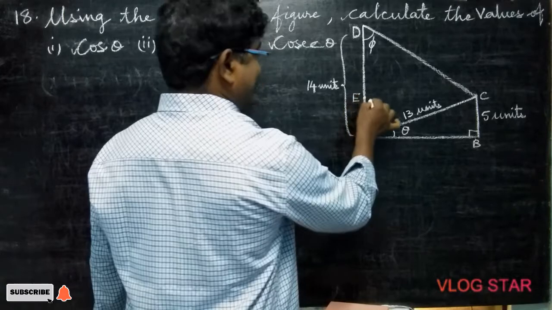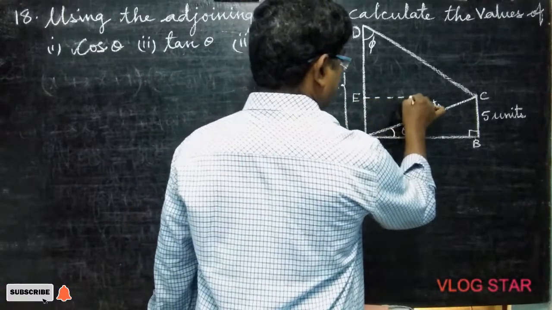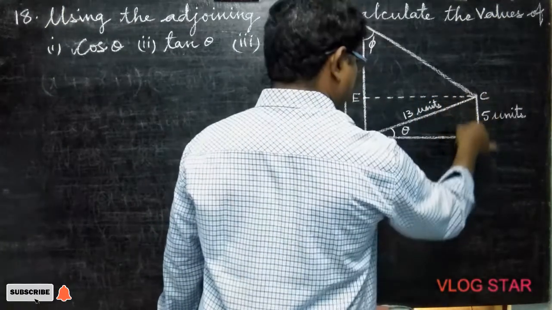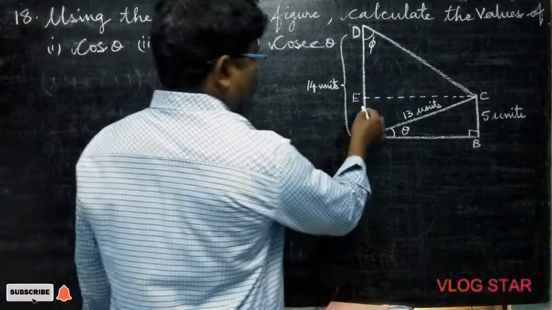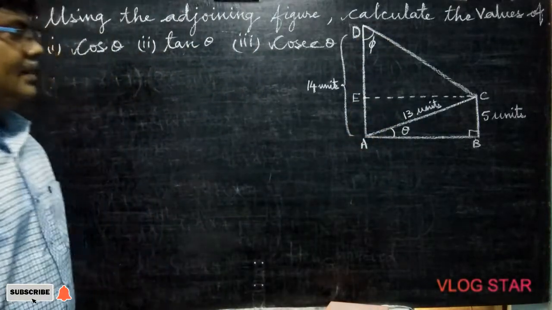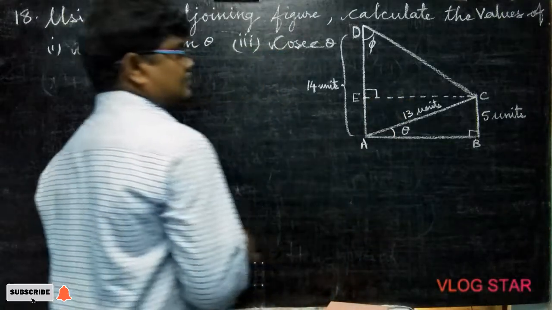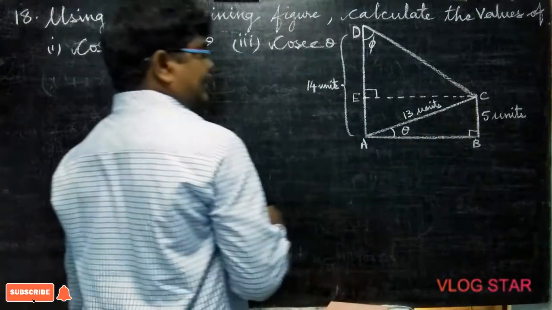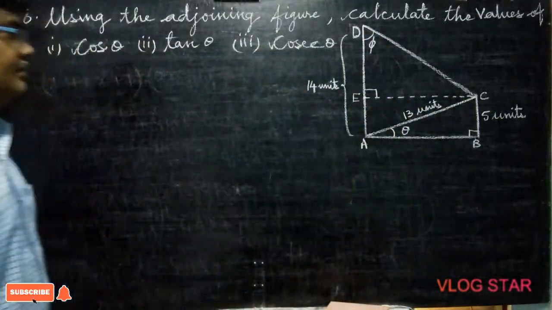And draw CE perpendicular to AD. Construction part you are constructing. That's how you have to construct, means the CE should be parallel to AB in such a way. Draw CE perpendicular to AD. Perpendicular means 90 degrees. So ABC is one right angle triangle, DEC is another right angle triangle.